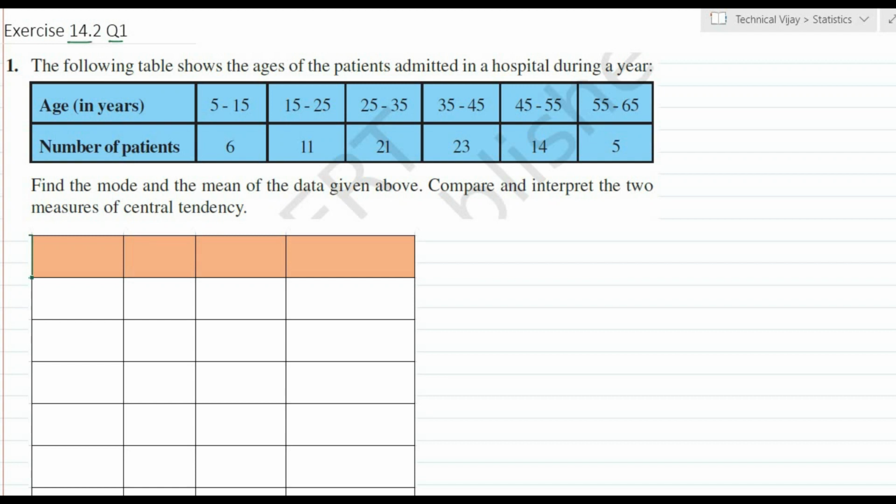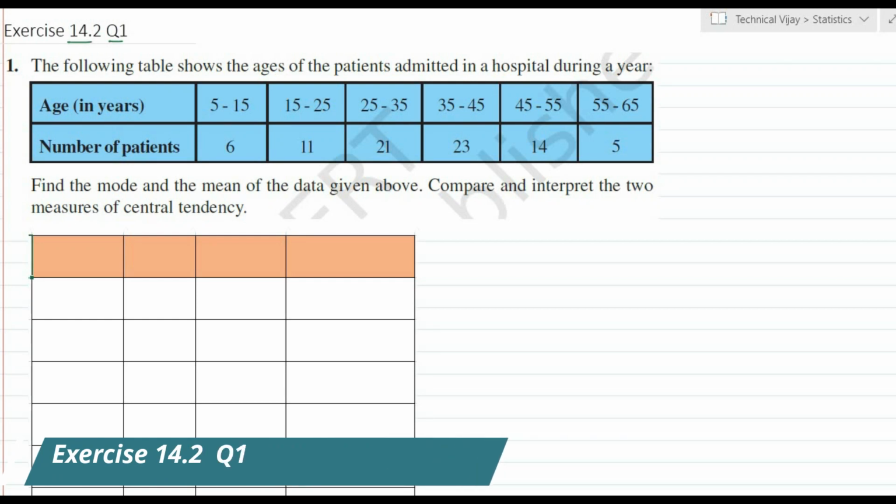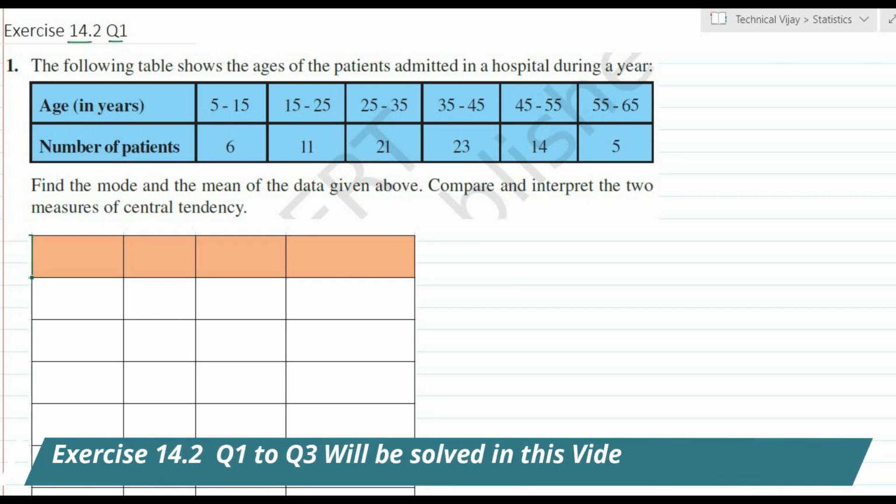Here the following table shows the ages of the patients admitted in a hospital during a year. That is age in years, number of patients. 6 patients have been admitted in the age group of 5 to 15. 11 patients admitted for 15 to 25 age group. So in this way the table has been given.